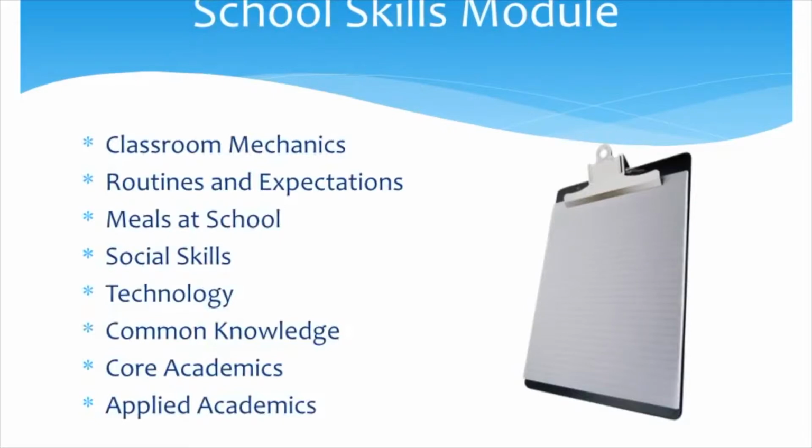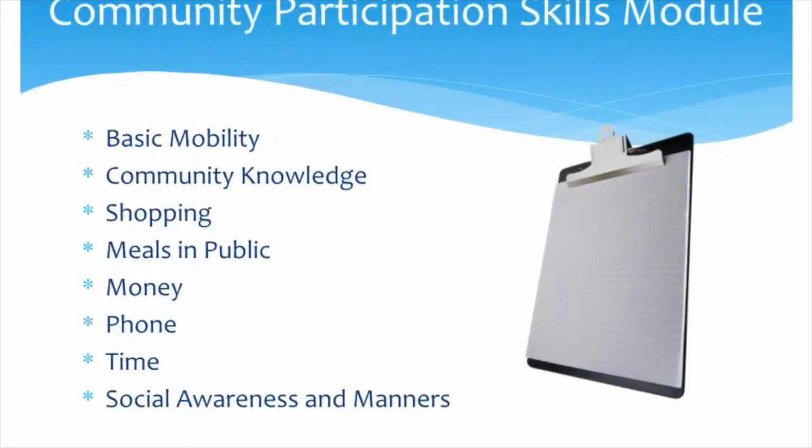The School Skills module contains tasks for assessment in the following categories: classroom mechanics, routines and expectations, meals at school, social skills, technology, common knowledge, core academics, and applied academics. The Community Participation Skills module contains tasks for assessment in the following categories: basic mobility, community knowledge, shopping, meals in public, money, phone, time, social awareness, and manners.